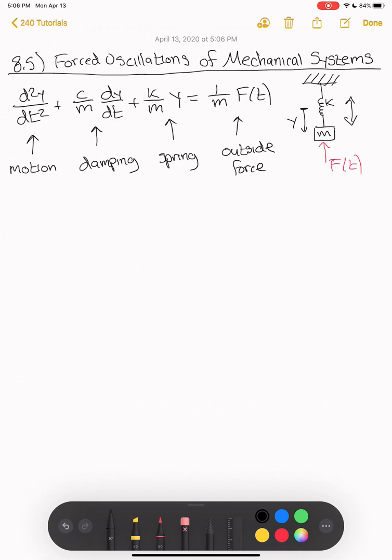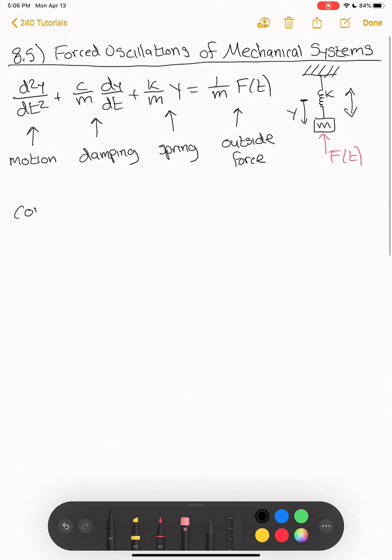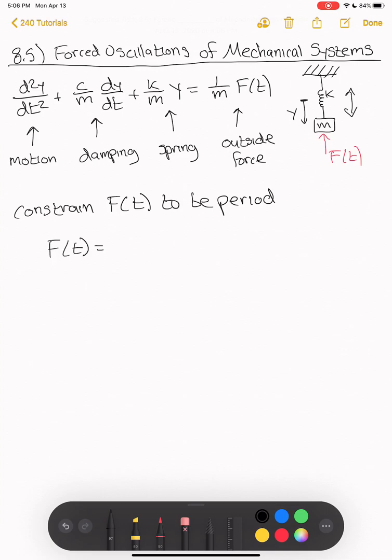motion here. So what we're going to do in this course is constrain f of t to be periodic. So it's going to be really big in some cases, 0 in some, really big in the negative direction in other cases, and so forth. And so the book defines this. We define f of t as some amplitude f naught times cosine of omega t.